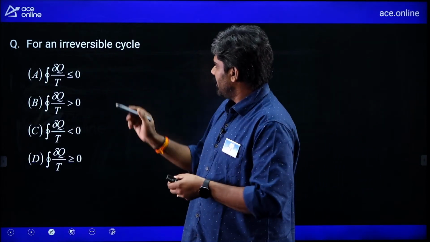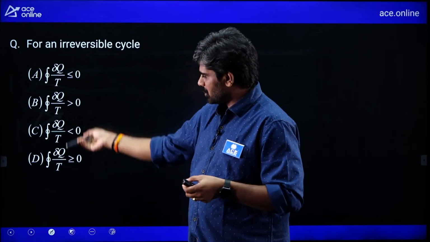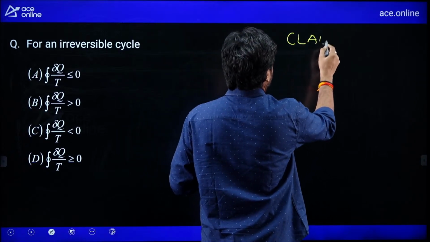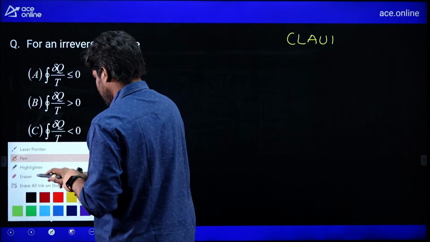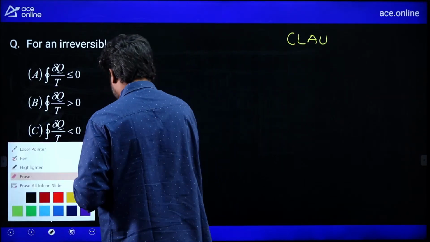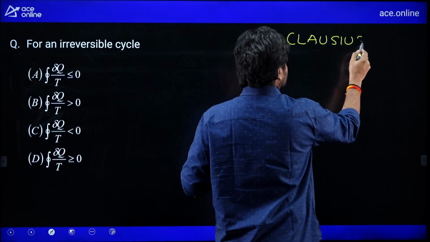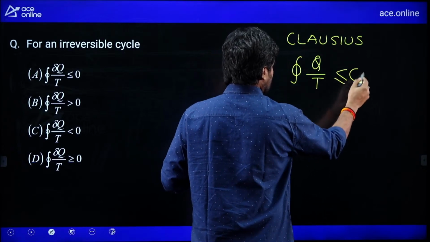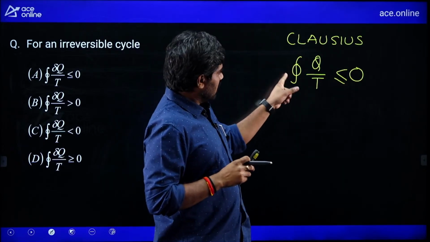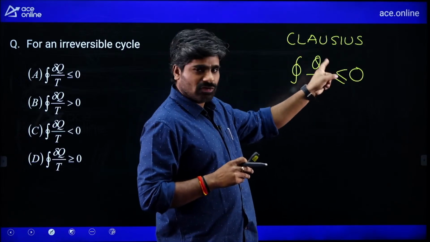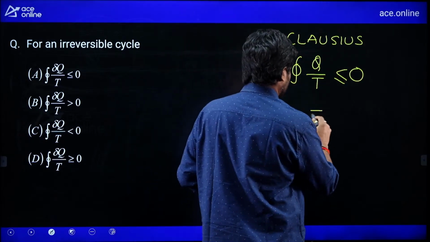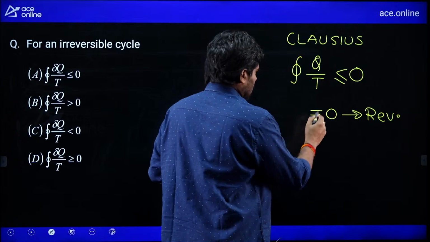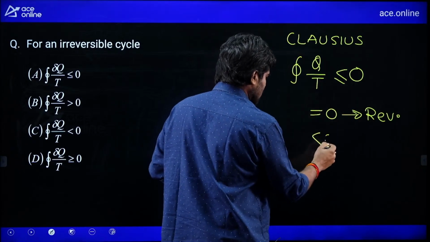For an irreversible cycle, these are the options given. According to Clausius inequality, the cyclic integral of q by T is less than or equal to 0. Suppose the cyclic integral of q by T equals 0, this is a reversible cycle. Less than 0, it is an irreversible cycle.